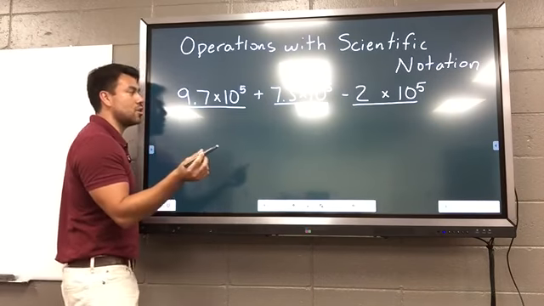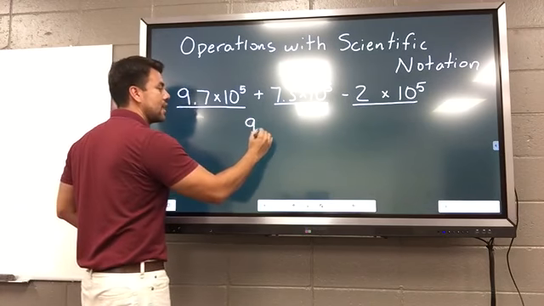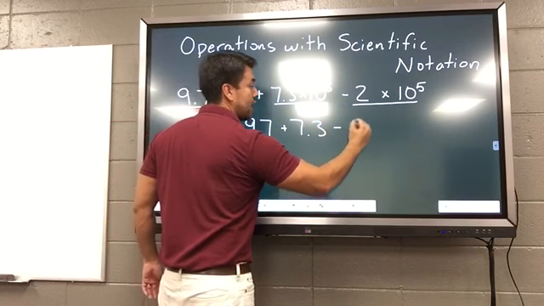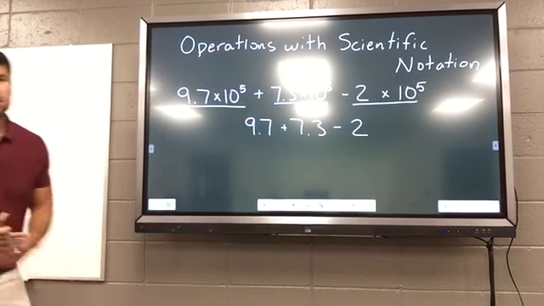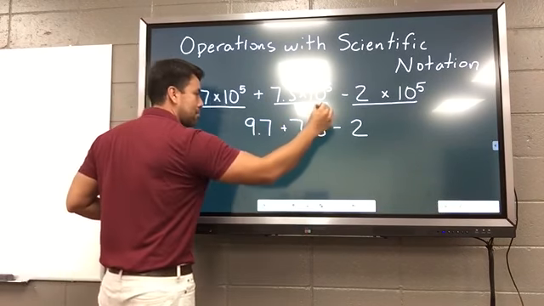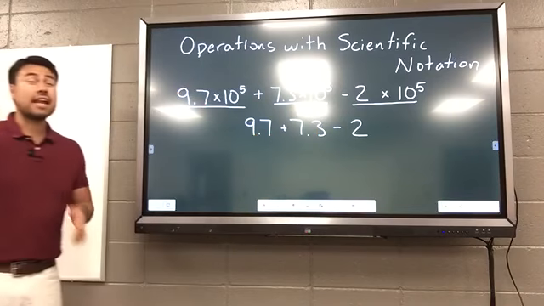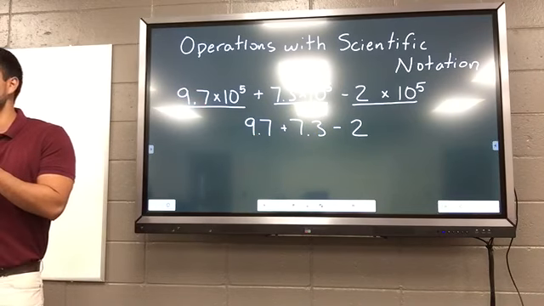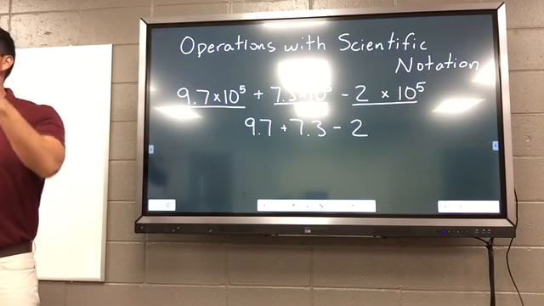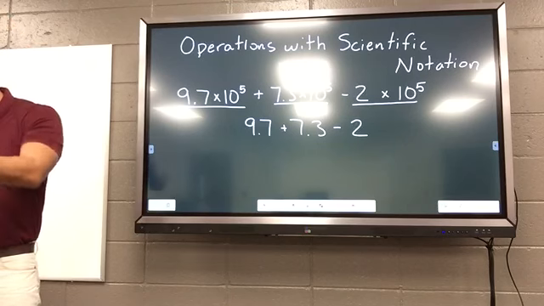All right, so this is all I'm going to do. I'm going to take 9.7 plus 7.3 and subtract 2. I'm going to deal with the decimal parts on this problem. So go ahead and work that out. 9.7 plus 7.3 minus 2. Don't forget, adding and subtracting decimal numbers, what do you do with those? Line up place value, decimal.